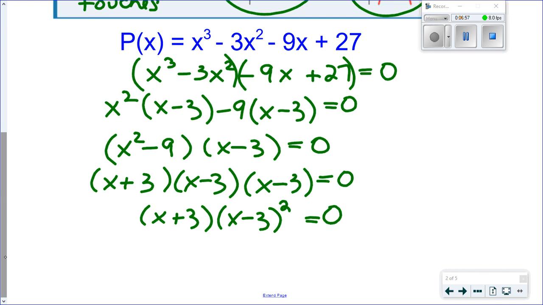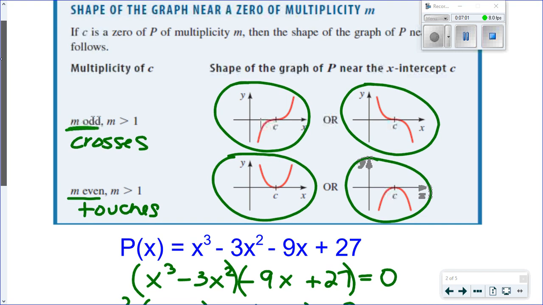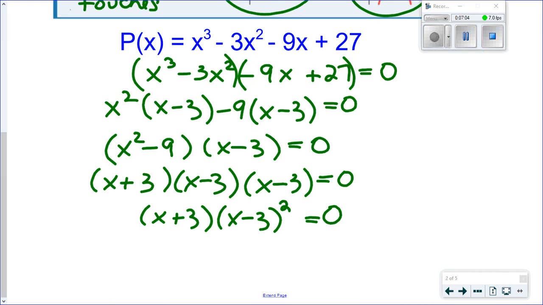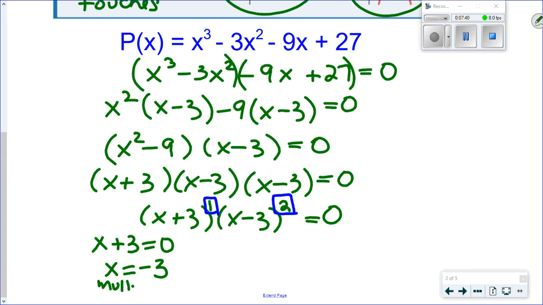So the m that I was talking about up here is the exponent. M is the exponent on the factor, or how many times you're multiplying that factor. When we set each factor equal to 0, we'll set x plus 3 equal to 0, and then subtract 3 on both sides, and we get x equals negative 3. Technically, what we're saying is that x equals negative 3 with a multiplicity of 1. So this zero has a multiplicity of 1. Where x minus 3 set equal to 0 gives us x equals 3, which has a multiplicity of 2.